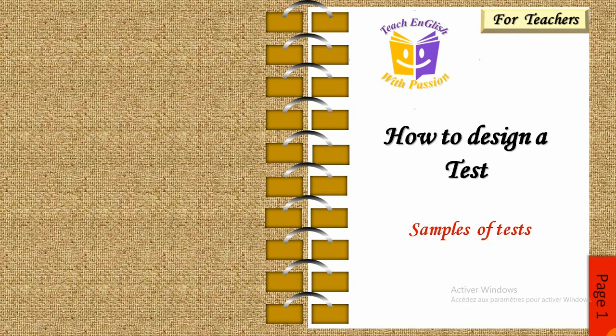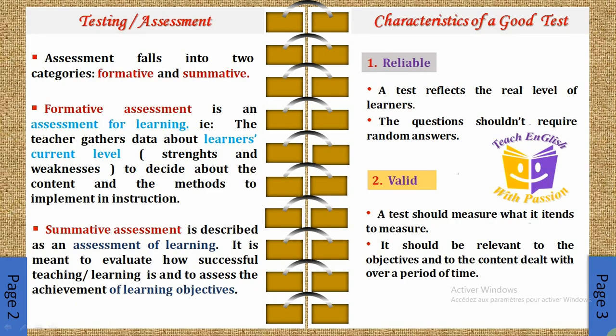So here we go. Assessment falls within two main categories, formative and summative. As far as a formative assessment is concerned, it is described as an assessment for learning, i.e., the teacher here gathers data and information about learners' current level, their points of strength and their weaknesses in order to decide about the content and the methods to be used in instruction.